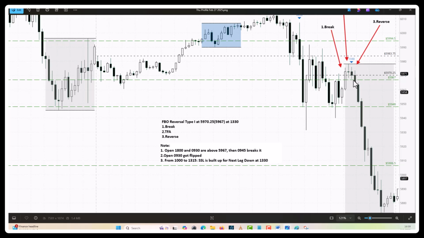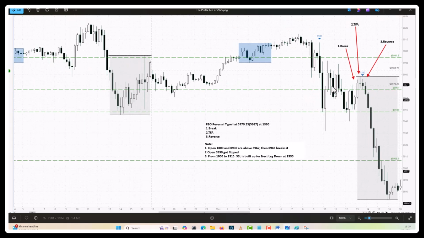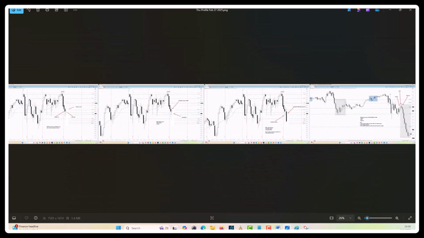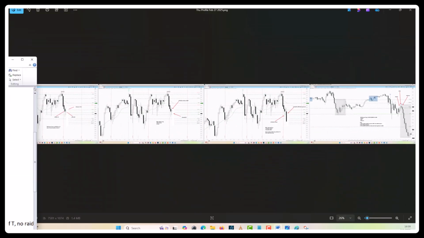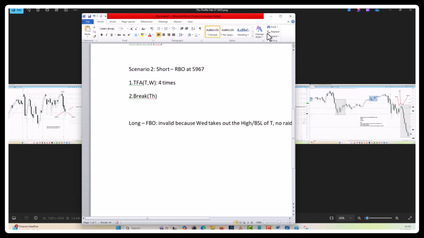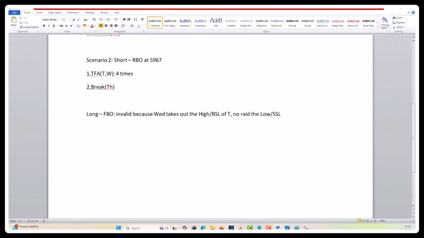So the real move happened in the PM. Yes. At 45 it already broke that level, but it did not have enough liquidity. You see that the whole area built up the sell side liquidity right here, and boom. So from 10 to 1:15 p.m., the sell side liquidity built up frenetically down right there. That's the whole idea.